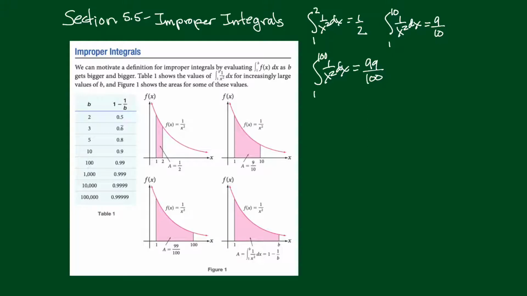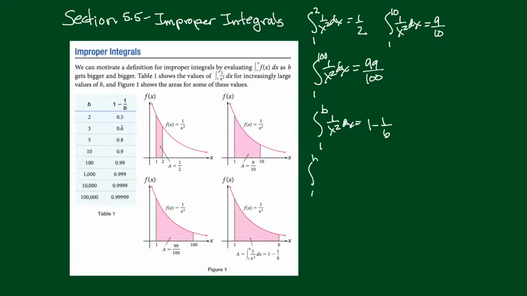And then let's do one more. Suppose that we take this right-hand endpoint. We started here at 2, pushed it out to 10, found the area, pushed it out all the way to 100, found the area, 99 over 100. Now push it all the way out to just some number b. So if we actually did this, just like we did the others, the integral from 1 to b of 1 over x squared dx turns out to be 1 minus 1 over b. I think it might be a good idea to actually show that one.